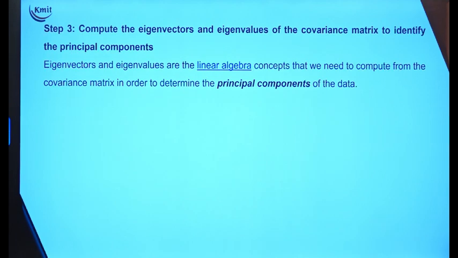Okay, so we try to compute eigenvalues and eigenvectors of the covariance matrix to identify the principal components. I'm not going to explain this in depth, we just have to go through the 5 steps briefly. First we calculate eigenvalues and eigenvectors, which are nothing but the linear algebra components that we compute from the covariance matrix and use to define the principal components of the data.